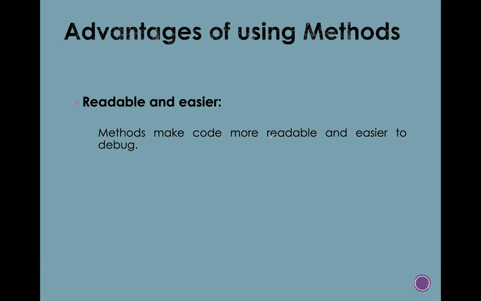So let's proceed to the last advantage. Last one, it's because it's readable and easier. Methods make code more readable and easier to debug. Just like what you have noticed with me earlier, if I get an error, I do not need to go to the main method, but go directly to the square method, because normally the errors will be there. So it's easy to read, and it's really easy to debug.